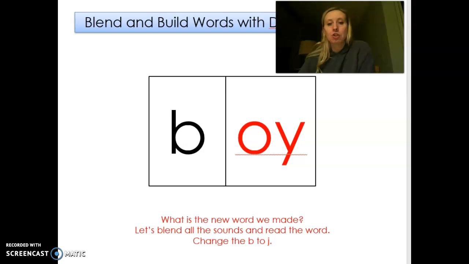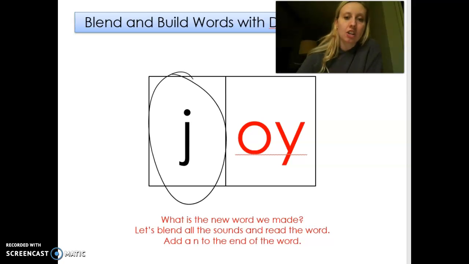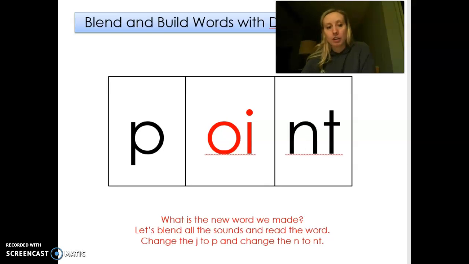Change the b to j. Joy. Now remember from our video in the past, joy can also be a name, but right here it's not a name because it is not a capital. Okay, so the word is joy. Add an n to the end of the word, so joy, n. Change the j to p. So it'd be poin, and then change the n to nt. So point. That one's a little tricky.